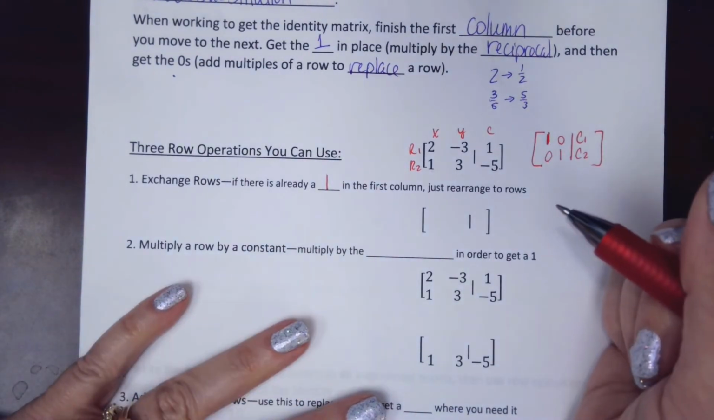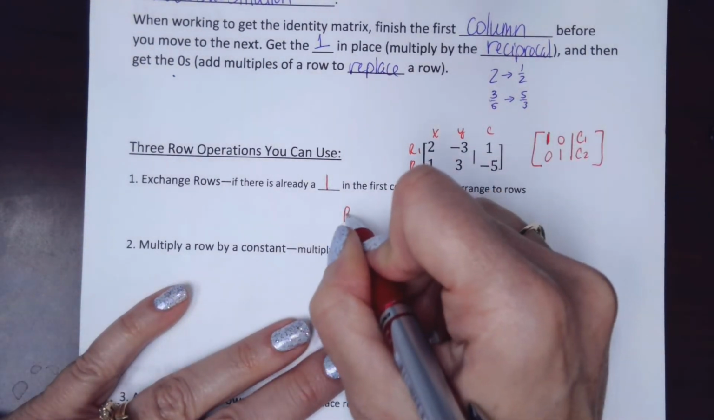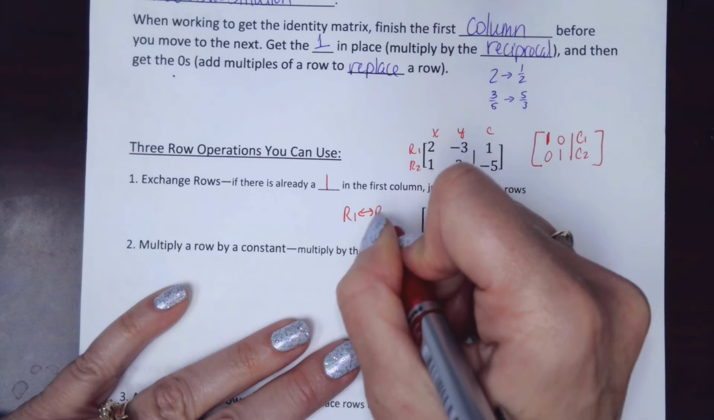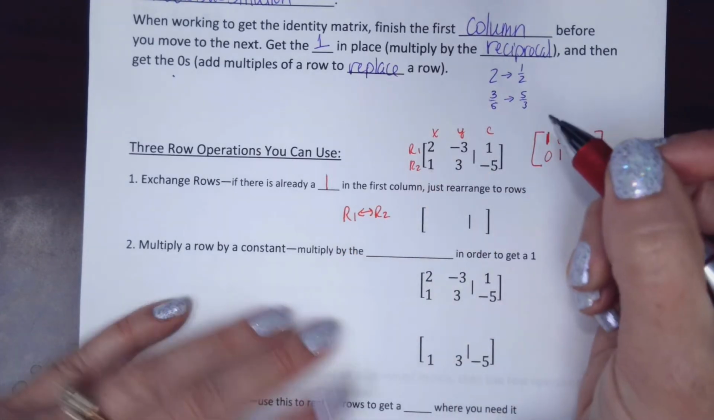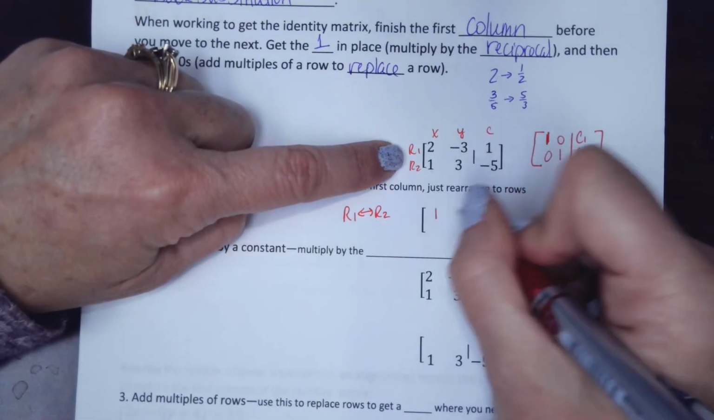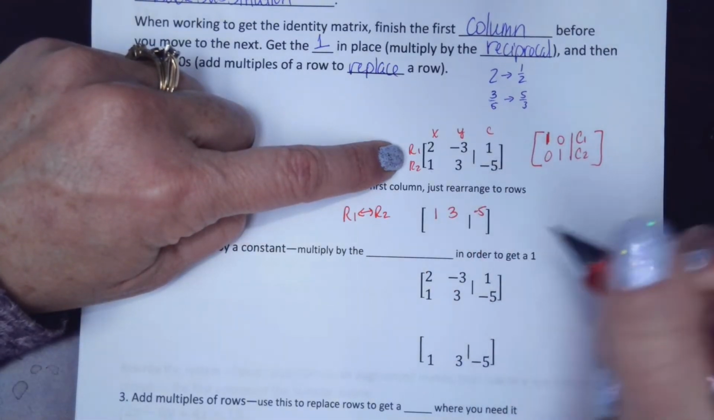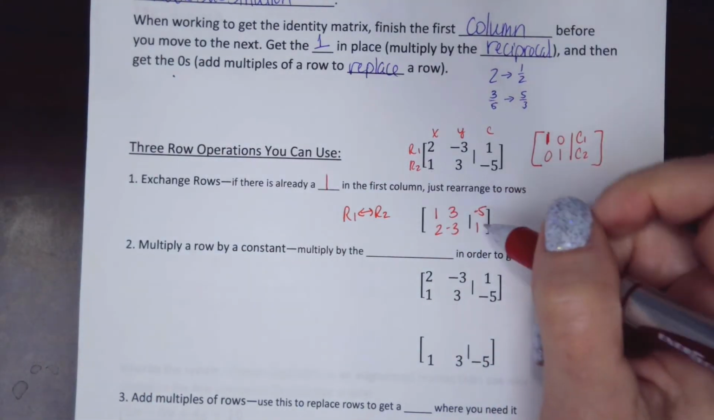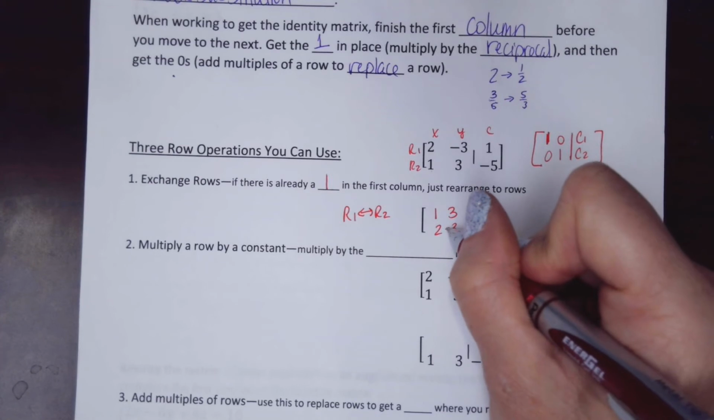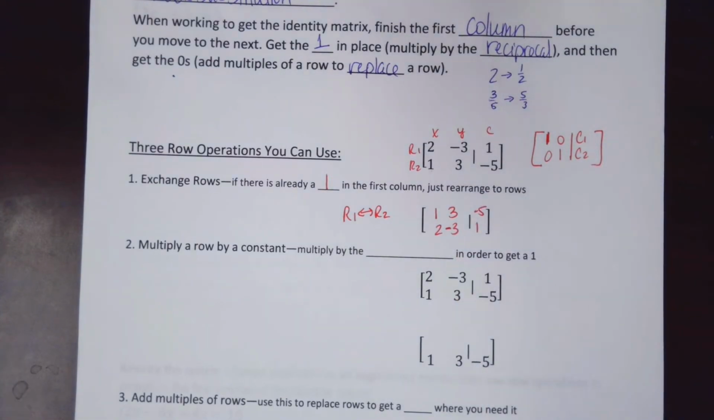So I'm going to exchange the rows, and my row operation instruction looks like this. I exchange row 1 with row 2. When I exchange row 1 with row 2, I end up with 1, 3, negative 5 over 2, negative 3, 1. I just rearrange the order of the 2 rows. Now that's my easy one. Sometimes I can't use it. It's not helpful.